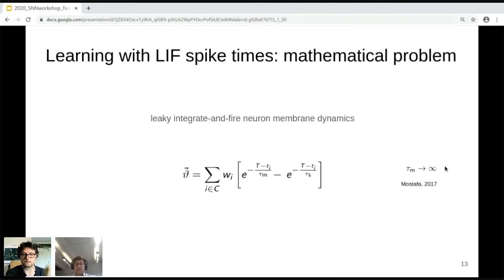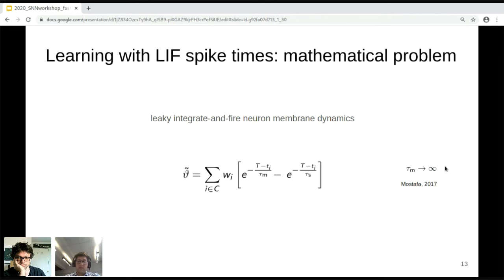We can also formulate this problem in equations. And unlike Claudia, I will have two slides with equations on them, but there's just one, so this doesn't count. So mathematically, we want to describe the spike time. And this is the time where the membrane reaches the threshold. This is essentially this equation. And you see that the output spike time, the capital T, occurs in two places, in two exponents with different coefficients. And this makes it very hard to solve this problem in general.